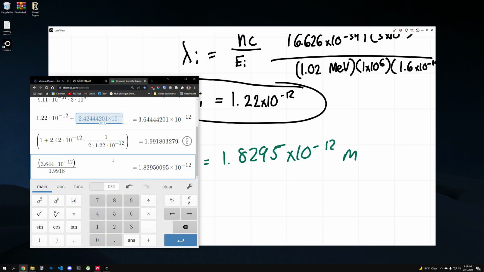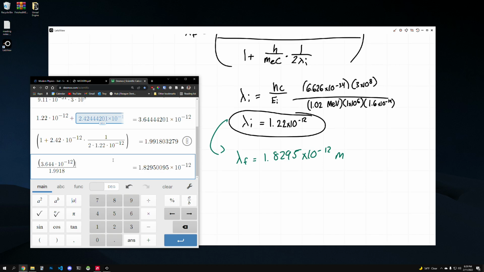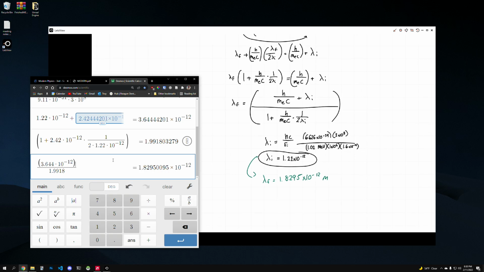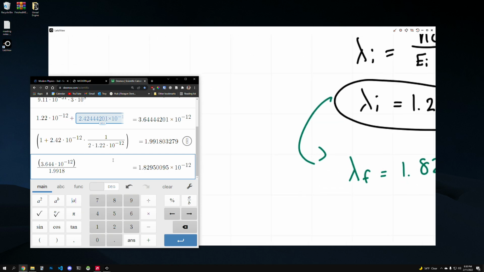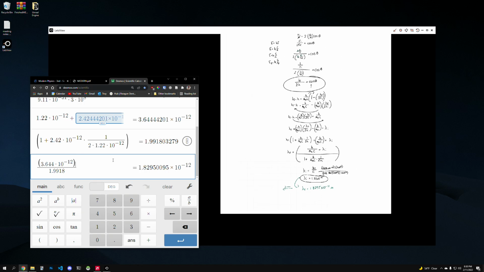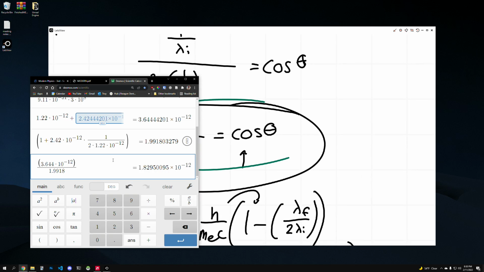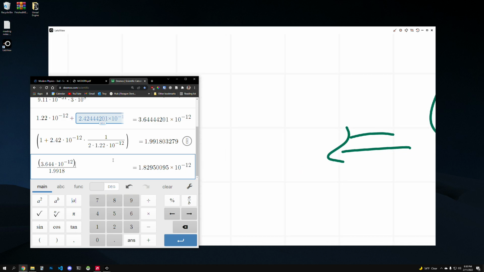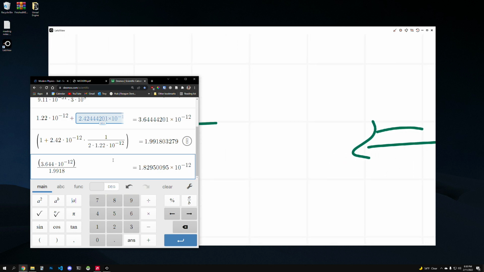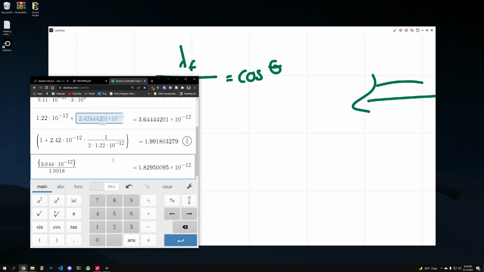And immediately we have to ask ourselves, does this make sense? Yes, it does make sense. We have a higher final wavelength than original wavelength because we're at a lower energy state now. And so now we can double check if we got our answer right by plugging it into our cosine. How do we get cosine? We get cosine through this: lambda f over 2 lambda i is equal to cos theta. So cosine inverse of lambda f over 2 lambda i will give us theta.